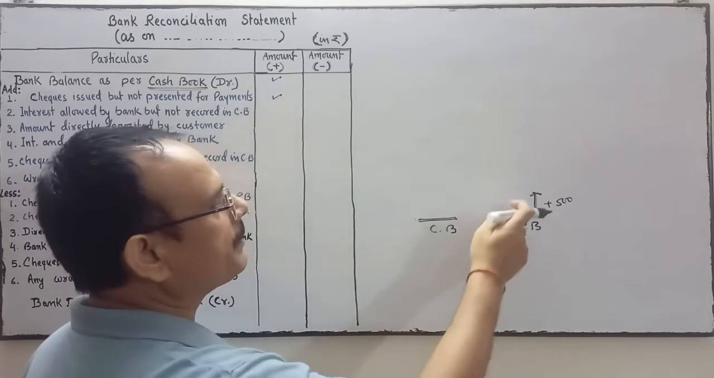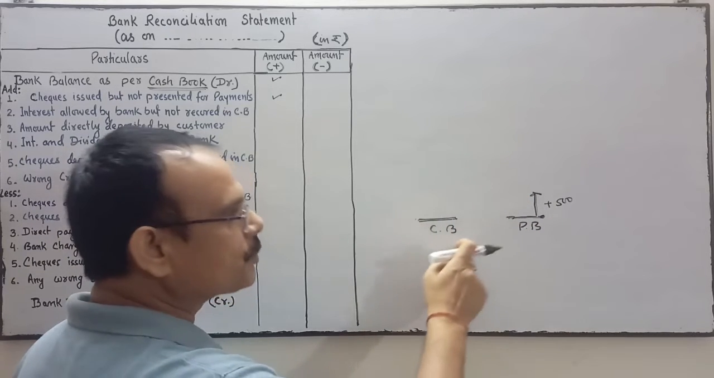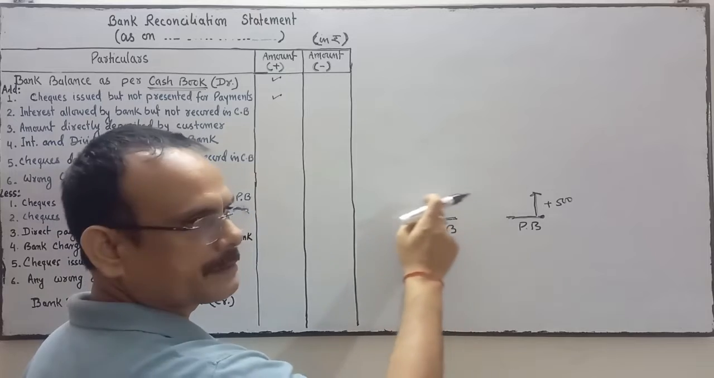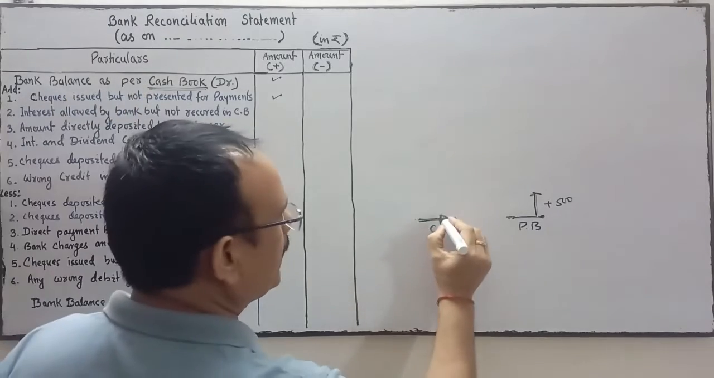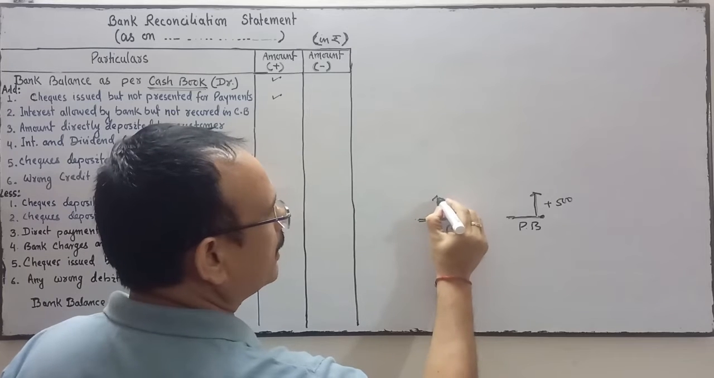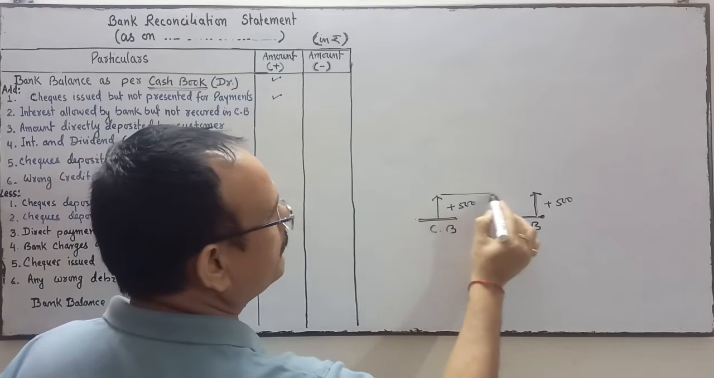So what do we do to make the balance of both the books the same, using the cash book side, this side only? We can use it because we have started with the cash book balance. So how much do we have to add? Add 500, then we'll reach the same level.